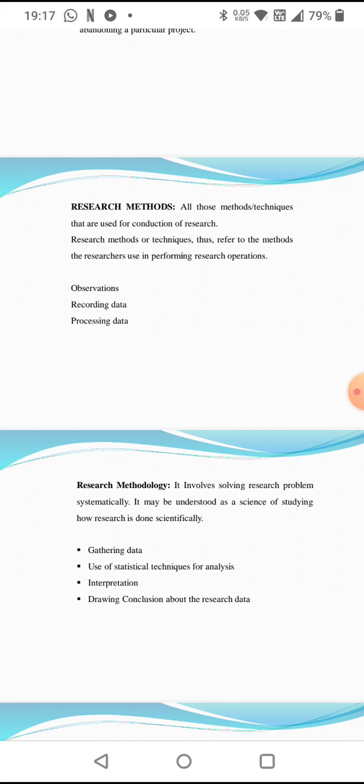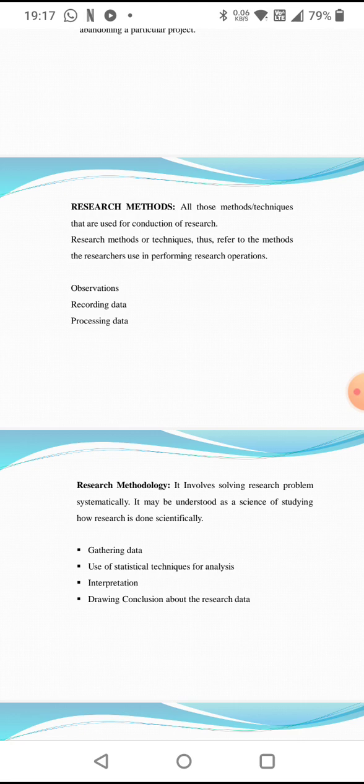See, it is a way to systematically solve the research problem. It may be understood as a science of studying how research is done scientifically. In this, we study the various steps that are generally adopted by a researcher in studying his research problem along with the logic behind them. So, it is necessary for the researcher to know not only the research methods or techniques but also the methodology.